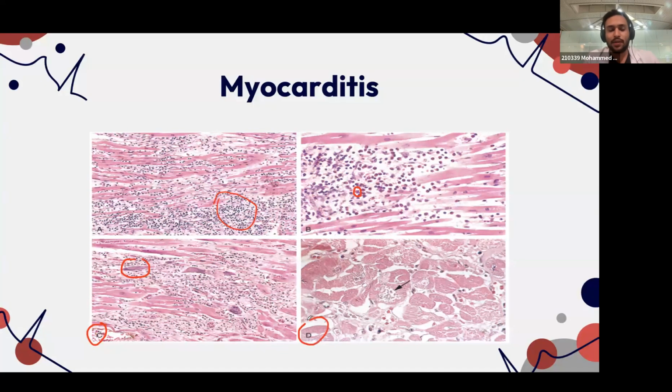D is due to a parasitic infection. This is specifically Trypanosoma cruzi, which causes Chagas disease. Okay, so this is the parasites within it. Okay, that's all for myocarditis. I highly doubt this will come. That's just for you guys' information.